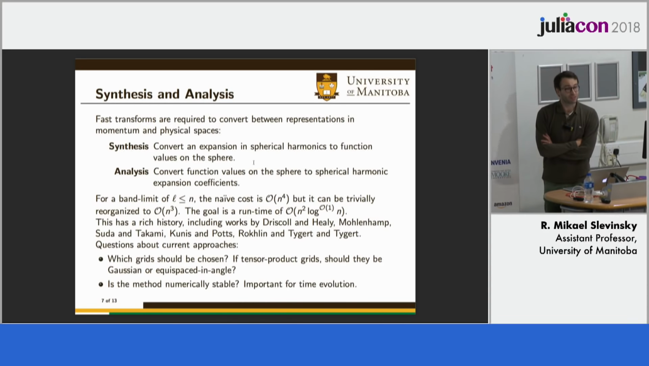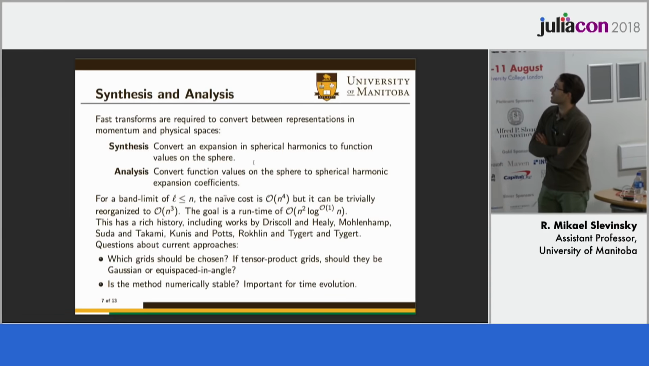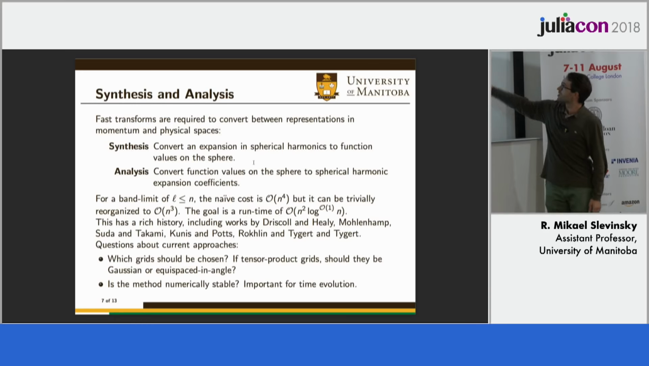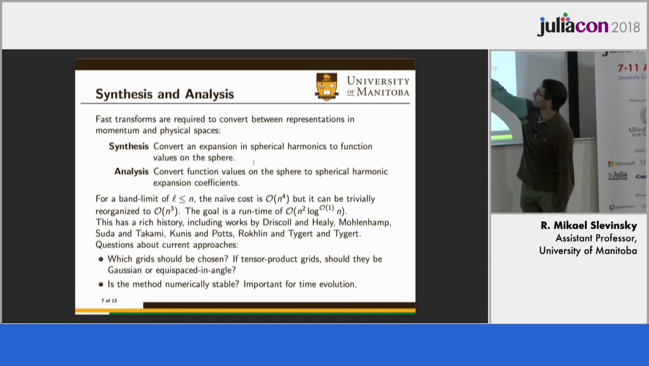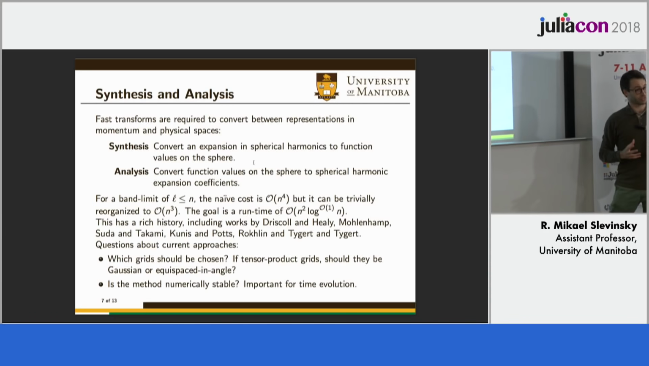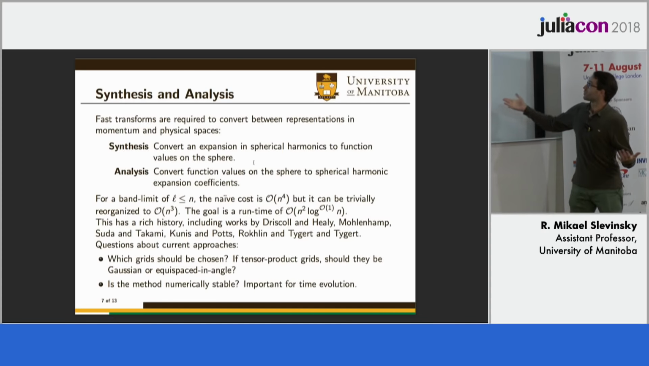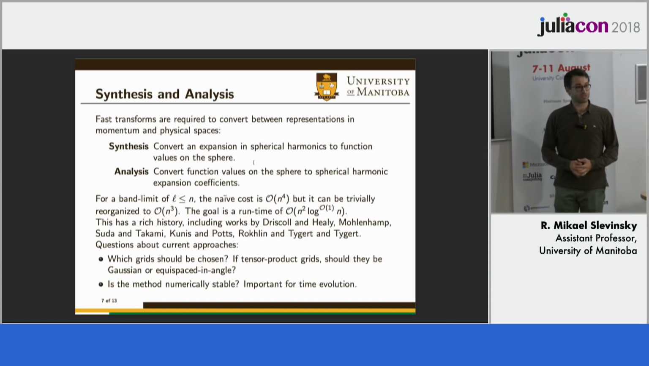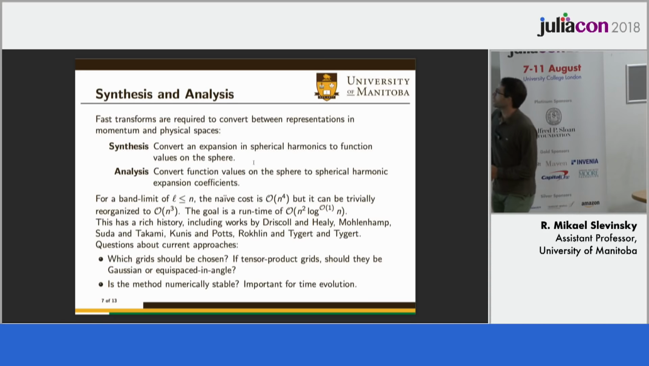One thing that we'd really like to do on the sphere is synthesis and analysis. Synthesis and analysis just means take an expansion in spherical harmonics and rapidly evaluate it on a grid, a tensor product grid. And the same thing with analysis: convert function values on this grid to spherical harmonic coefficients. The reason is in physics we like this duality between momentum and physical spaces, and we sometimes need both to propagate a partial differential equation.